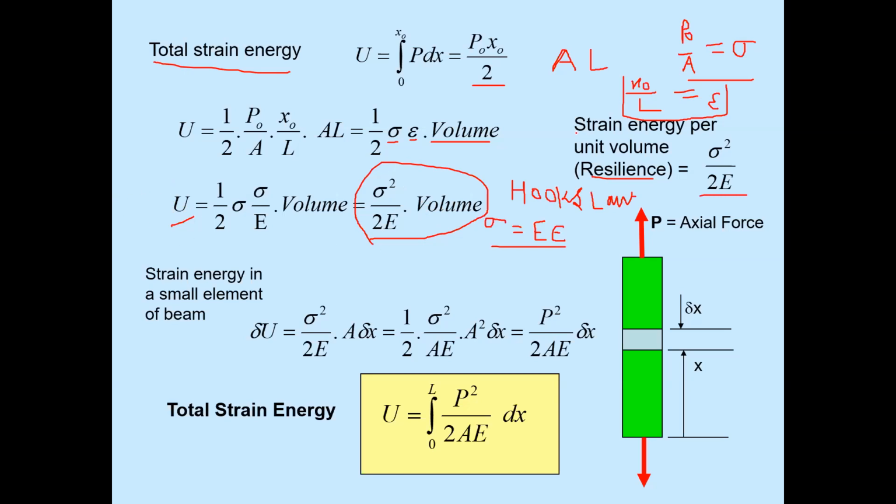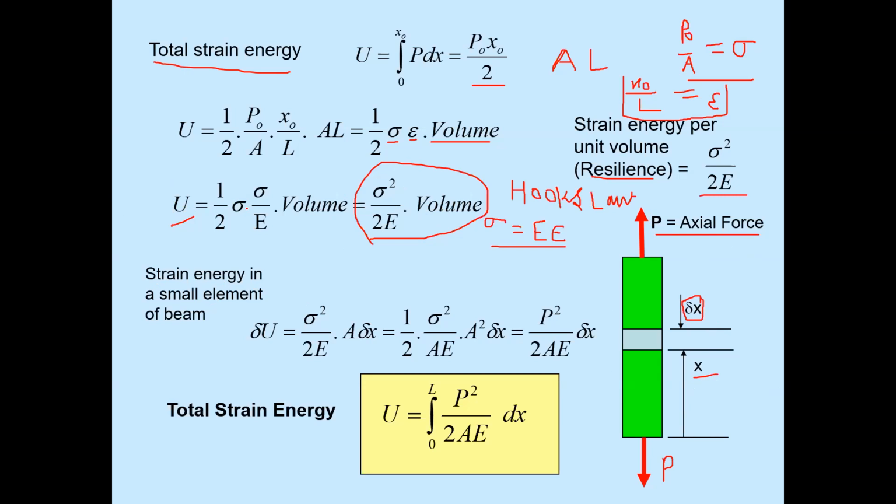So U upon volume is known as strain energy per unit volume. Now, strain energy in a small beam element. This is the beam element. Axial force P is applied in both directions, P here and P there also. The deflection of the beam is delta x at a distance of x from the bottom.